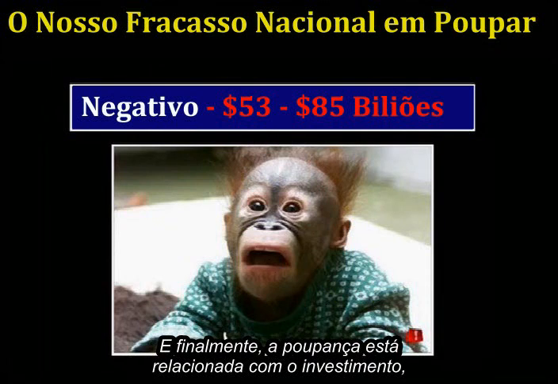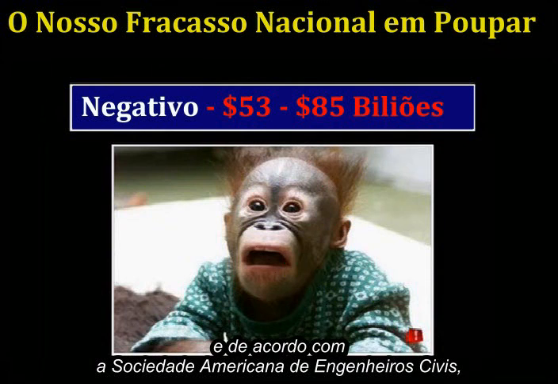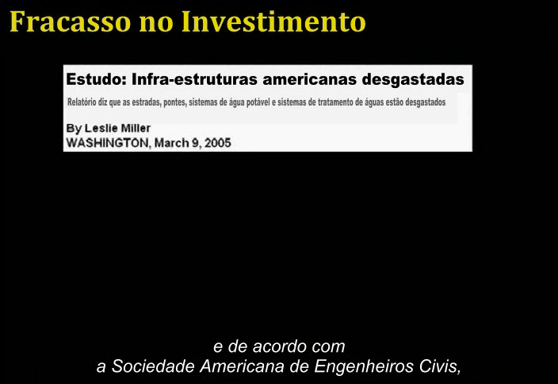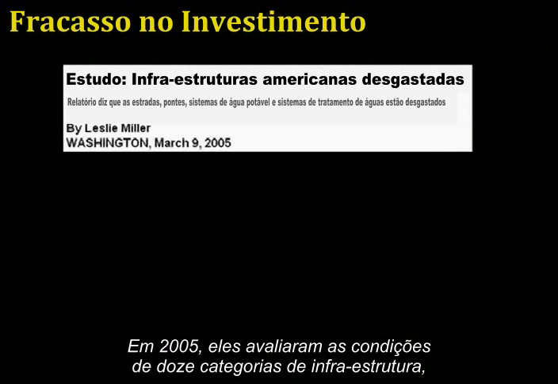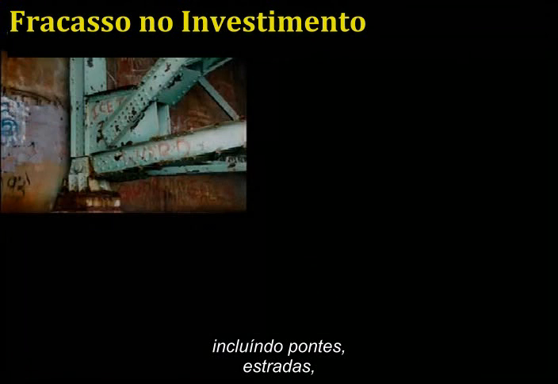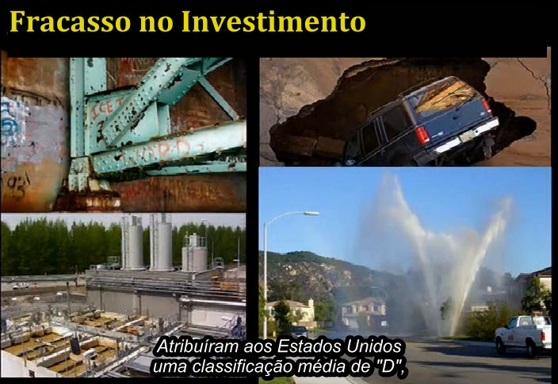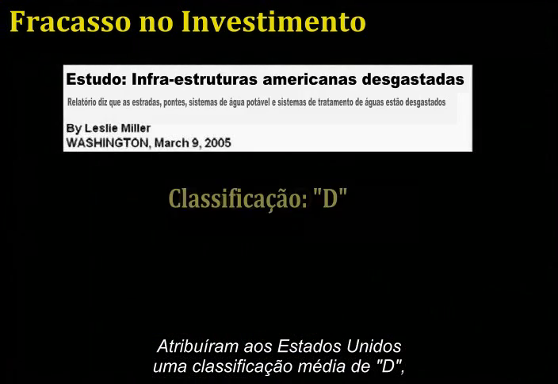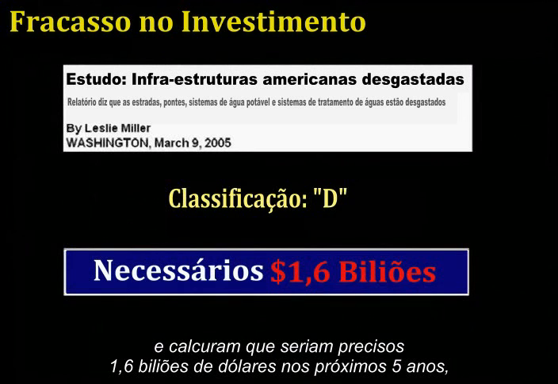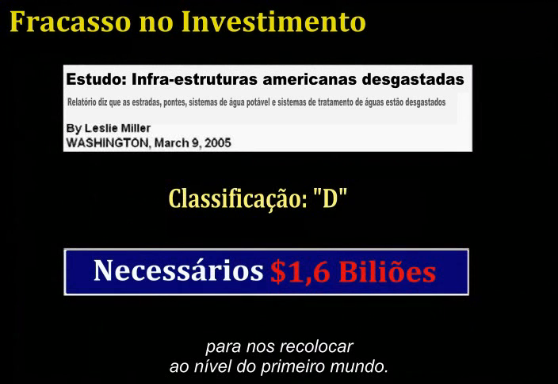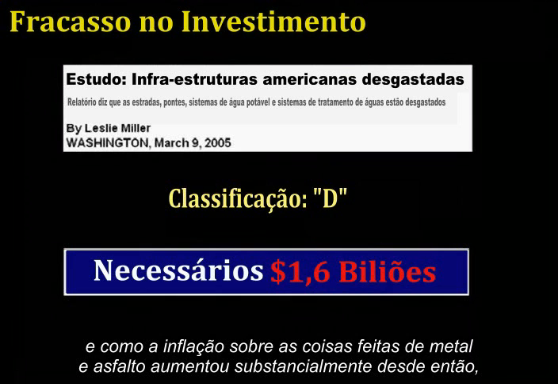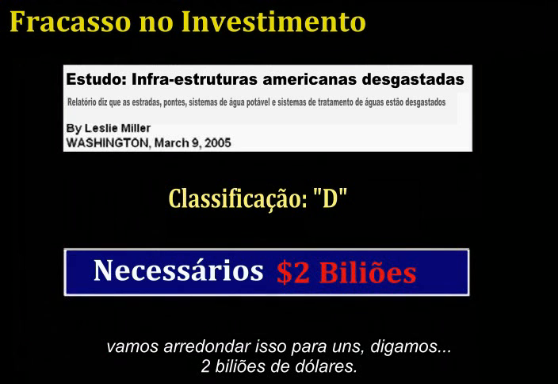And finally, saving is related to investing. And according to the American Society of Civil Engineers, we've fallen short there as well. In 2005, they assessed the condition of 12 categories of infrastructure, including bridges, roadways, drinking water systems, and wastewater treatment plants. They gave the U.S. an overall grade of D and calculated that $1.6 trillion would be needed over the next 5 years to bring us back up to first world standards. Since that was in 2005, and inflation for things made out of metal and asphalt has advanced enormously since then, let's just round that up to, say, an even $2 trillion.